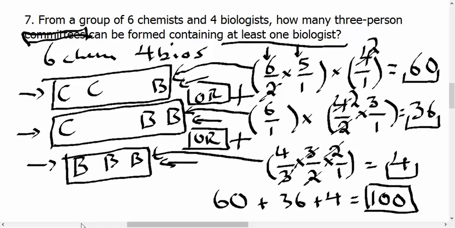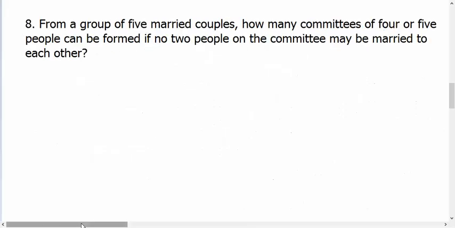So let's take a look at this last question, number 8. From a group of 5 married couples, so those same 5 married couples that we met in question number 2, how many committees of 4 or 5 people can be formed if no 2 people on the committee may be married to each other? All right, once again, and I really highly recommend it for this problem at least, try this one on your own, pause the video, and see how you do.